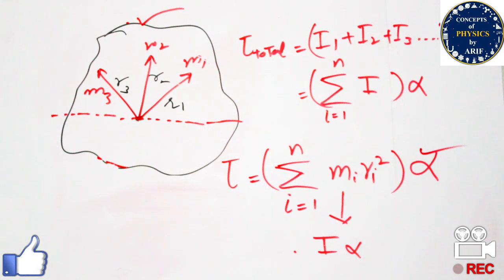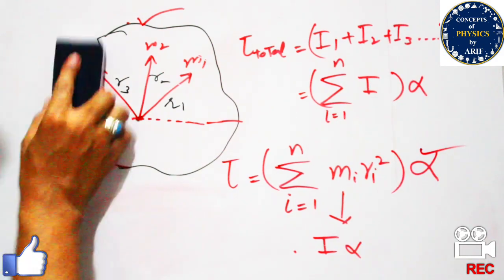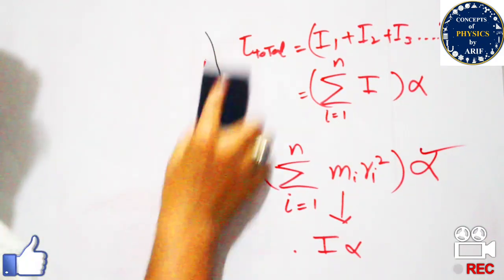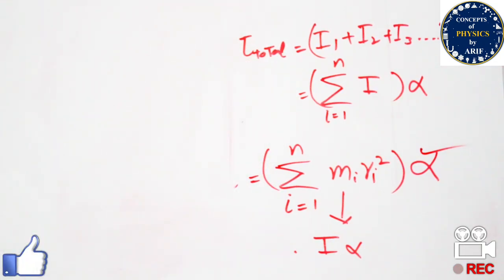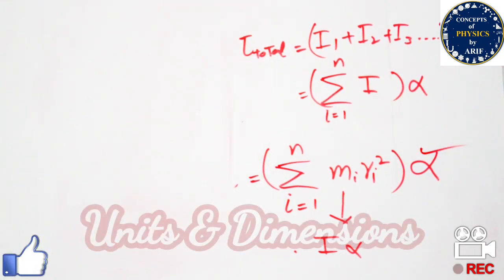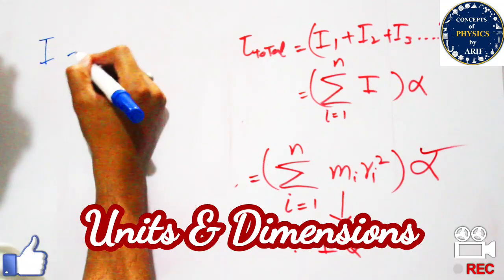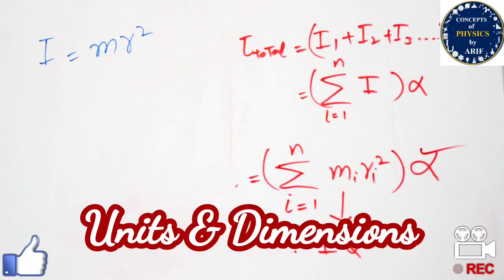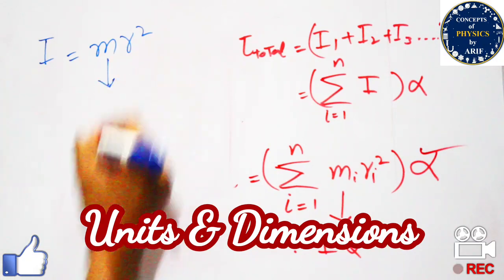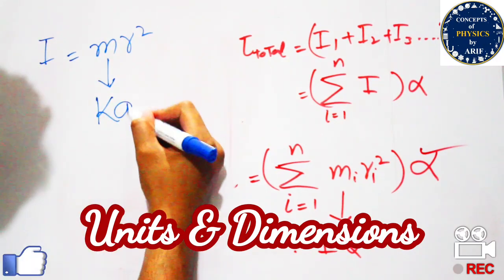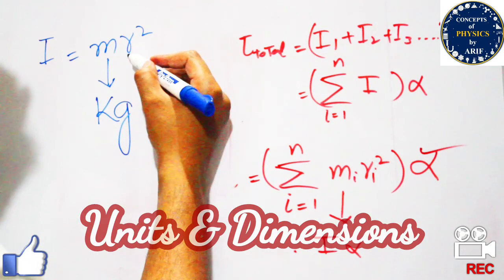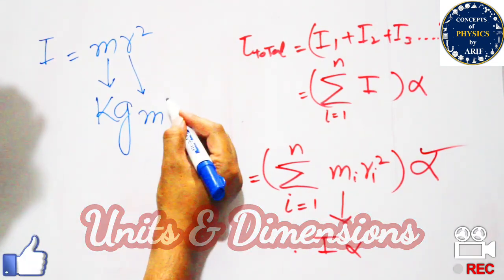Up till now, we have finished the moment of inertia and discussed its derivation. Moreover, we can find the units and dimensions of moment of inertia. I is equal to m r square. The unit of mass is kilogram and the unit of r is meter, so it will be meter square.